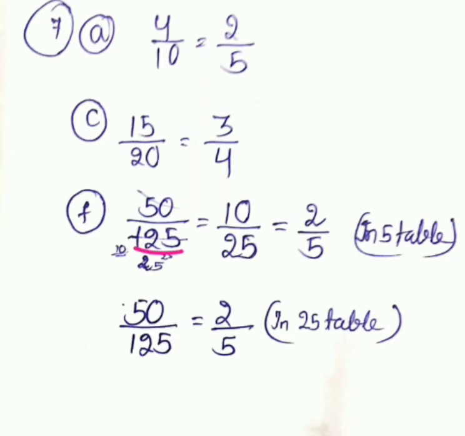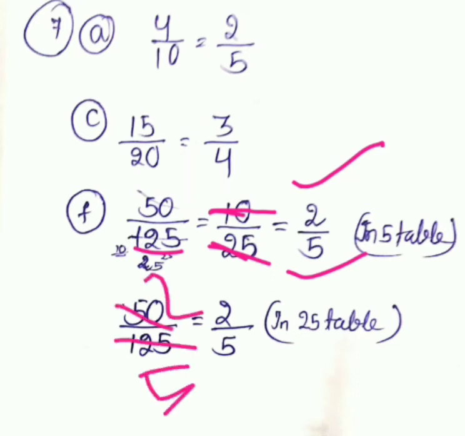Here, both are in the 5 table. In the 5 table, you are cancelling out. 5 10s are 50 and 5 25s are 125. Then 5 2s are 10, then 5 5s are 25. You will get 2 by 25. Now here I have directly done it in the 25 table. 25 2s are 50, 25 5s are 125.